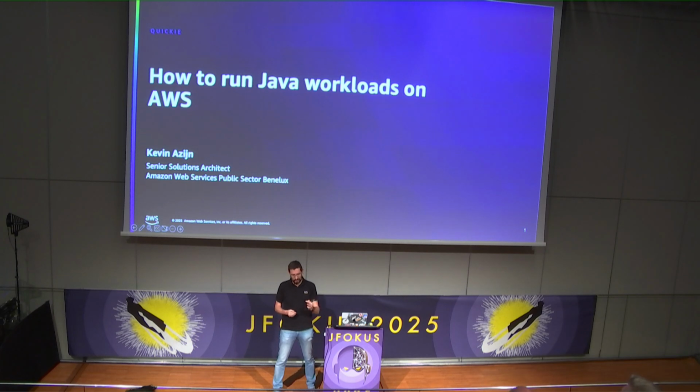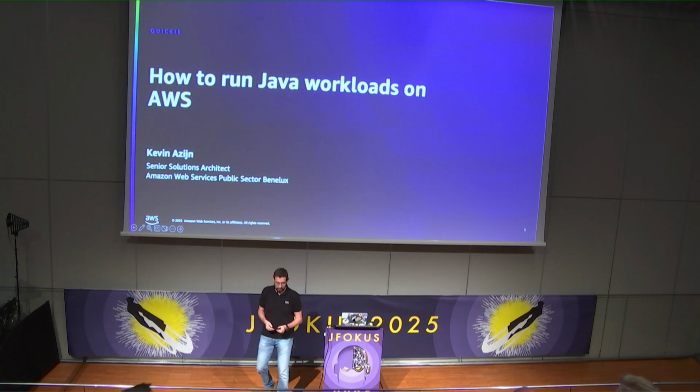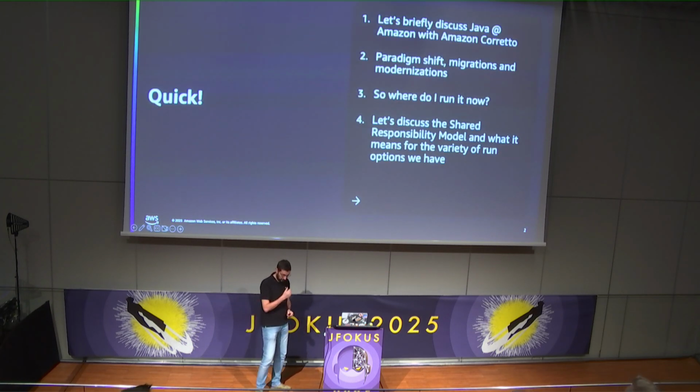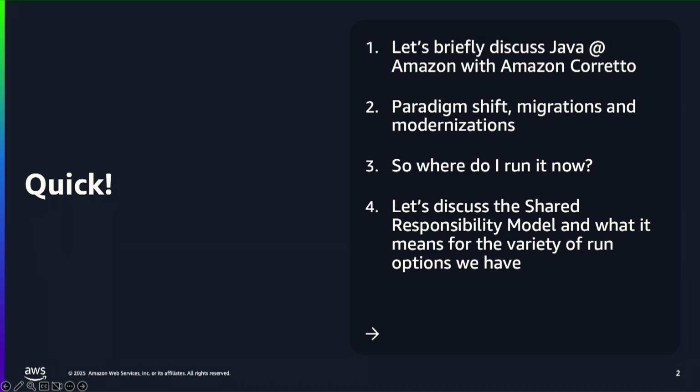So I'm going to have a quick talk about how to run Java workloads on AWS. It's going to be high level. It's only 15 minutes. So we're going to cover briefly Amazon Corretto, what it is, what we do with it. Then we're going to talk about the paradigm shift, migrations and modernizations, and where it doesn't actually matter for you because you have a lot of options there to run your workloads. And then, so where do you run it then? And as last, what does that mean for the shared responsibility model when you run a workload on AWS for the options that you have?